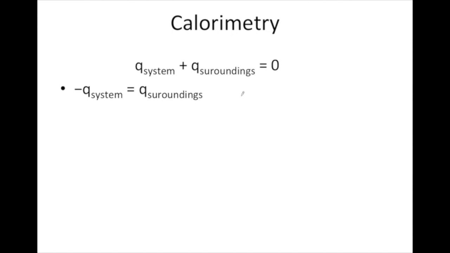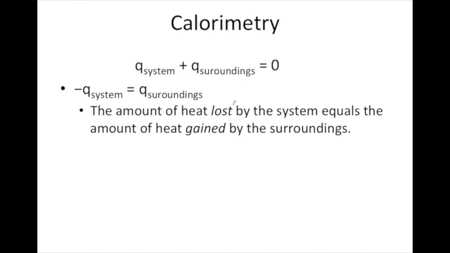So what we're saying in this statement is that the amount of heat lost by the system equals the amount of heat gained by the surroundings. Remember that the negative sign indicates that heat is being transferred out of the system, and the positive sign here means that heat is being transferred into the surroundings. So the negative sign doesn't mean less than zero, it's the direction of heat transfer.